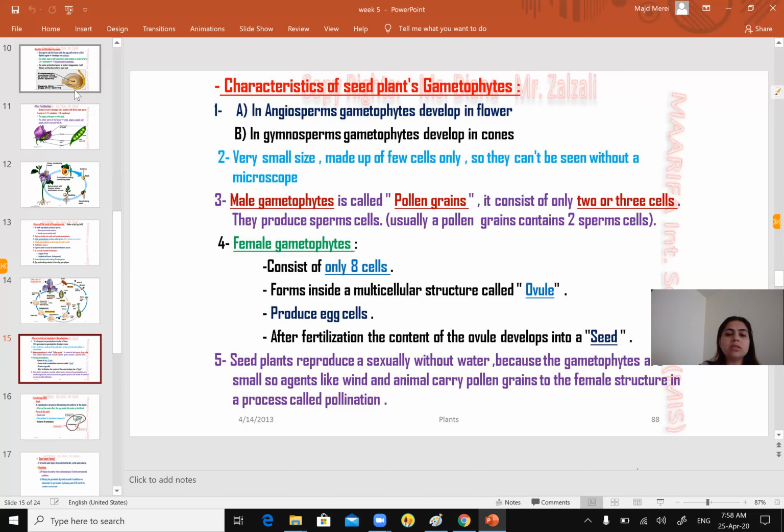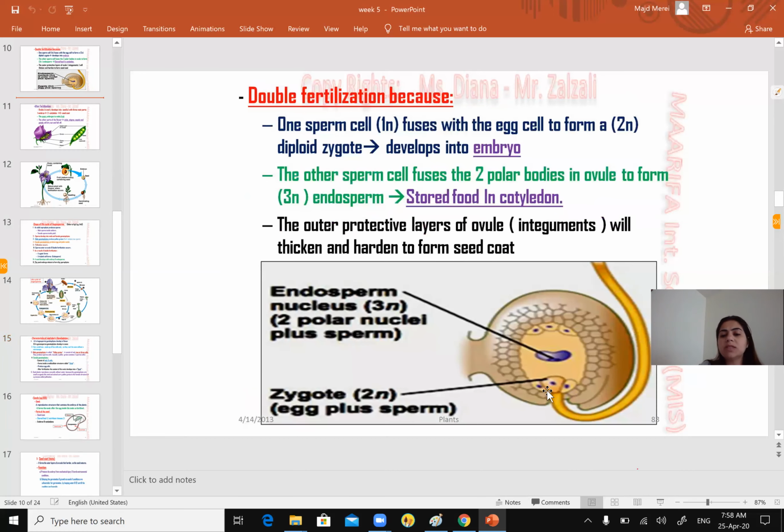And we discussed this here. This is the ovule. Its outer layer, the integument, will form the seed coat. Fertilization between one sperm and the egg cell will develop into the embryo. The second fertilization will form the endosperm.